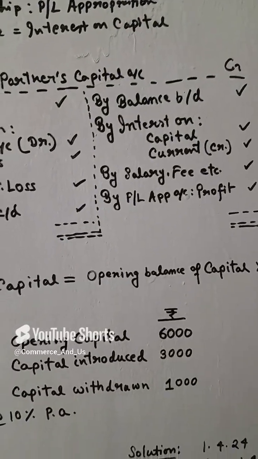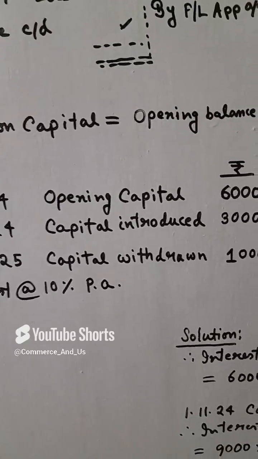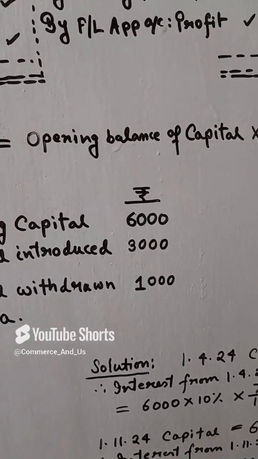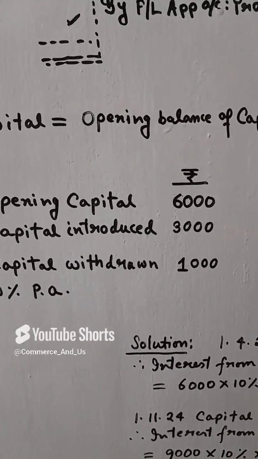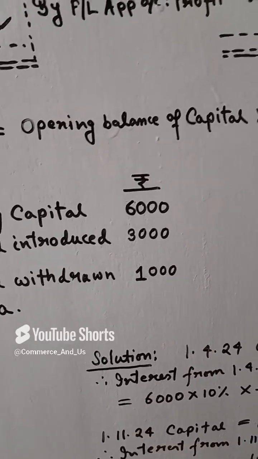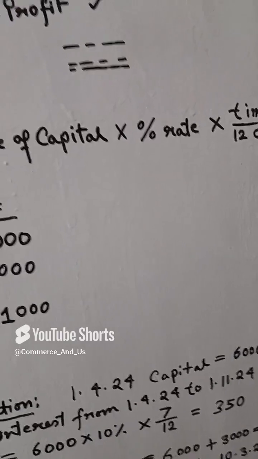So that's it. And today I'll also tell you how to measure the interest on capital on the opening balance of the capital account. Interest on capital can be charged against profit or appropriation of profit. If it is charged against profit, then the profit and loss account will be debited, and if it is appropriation of profit, then the profit and loss appropriation account will be debited.